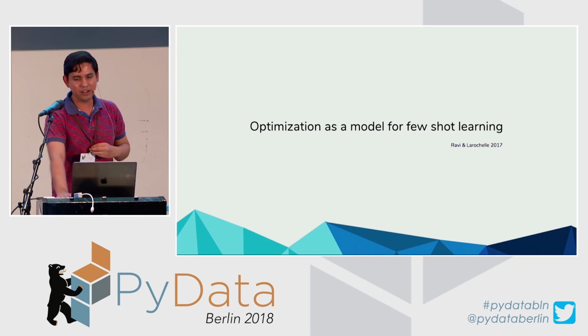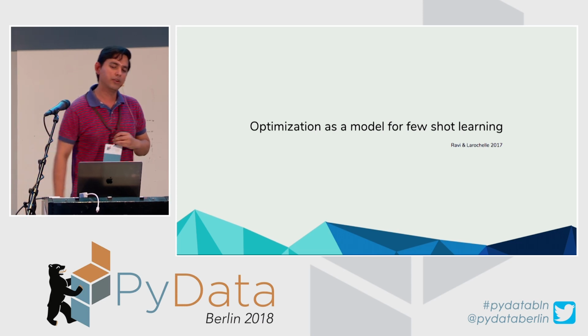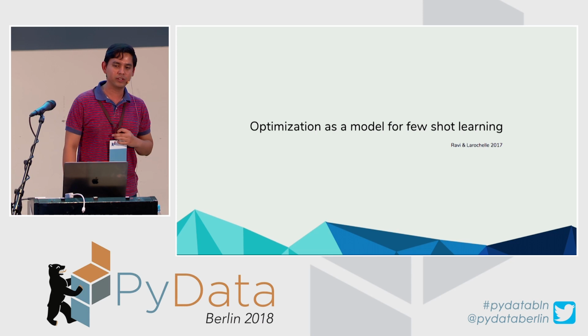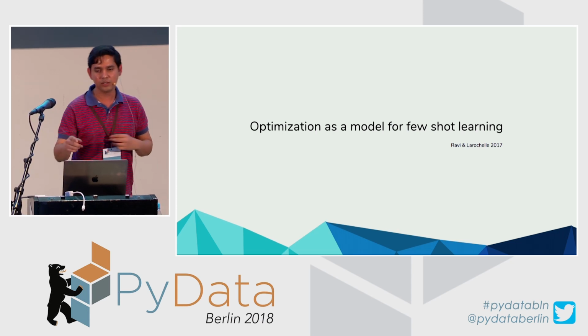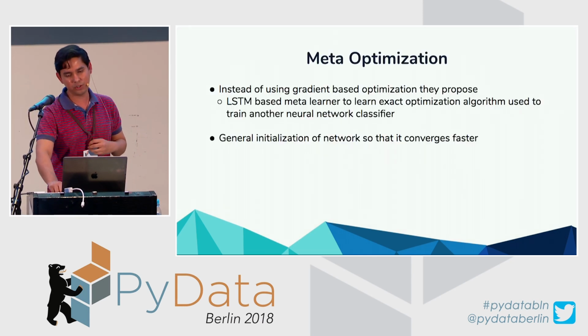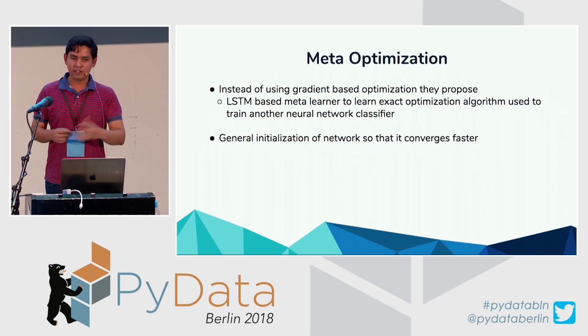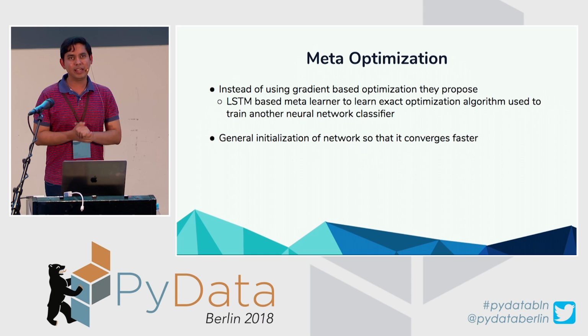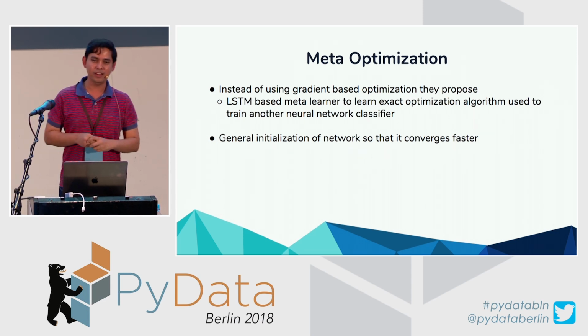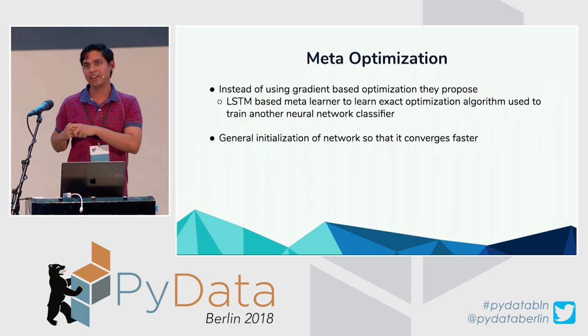So this was done by Ravi and Larochelle. I think they were, at that time, working for Twitter. I still do not know where they are right now, but for Larochelle you can find a lot of YouTube videos. So what he proposed was he used an LSTM-based meta-learner and tried to optimize a CNN.